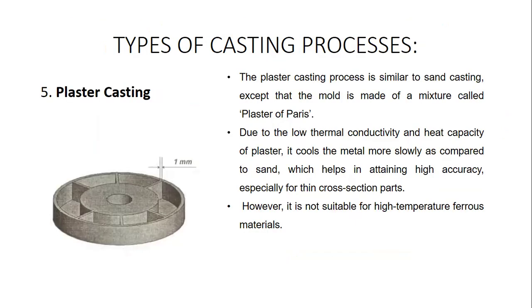Next type is plaster casting. Here plaster of Paris is the material that is used to prepare the mold. It is more or less similar to sand casting. The plaster of Paris has low thermal conductivity and heat capacity, so it cools the metal more slowly as compared to sand casting, with high dimensional accuracy.